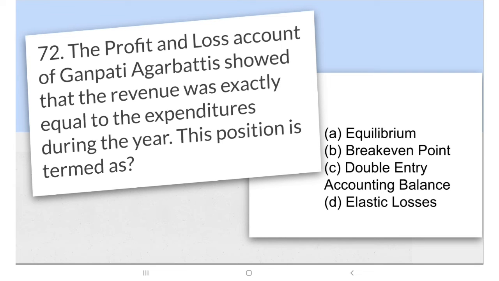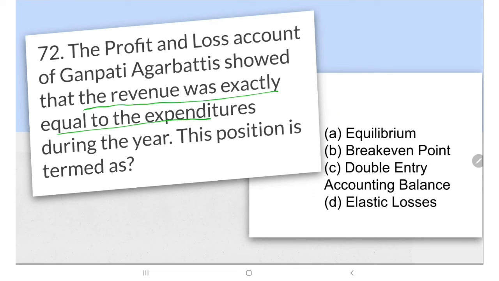Next question. 72. The profit and loss account of Ganpati Agarbattis showed that the revenue was exactly equal to the expenditure during the year. This position is termed as equilibrium. Let's see the options: equilibrium, break-even point, double entry accounting system, elastic losses.